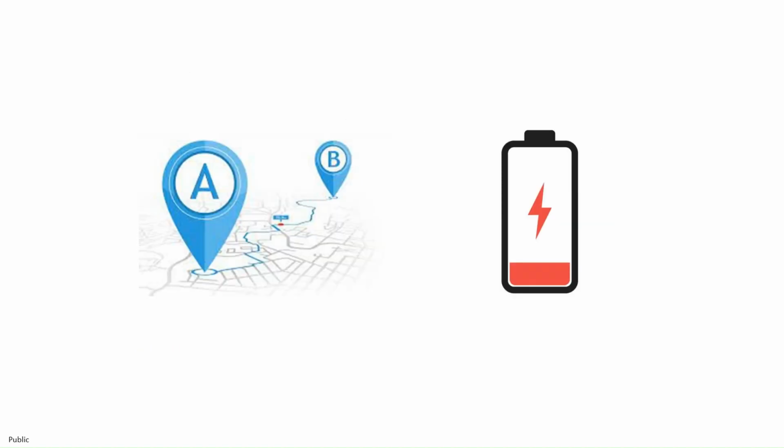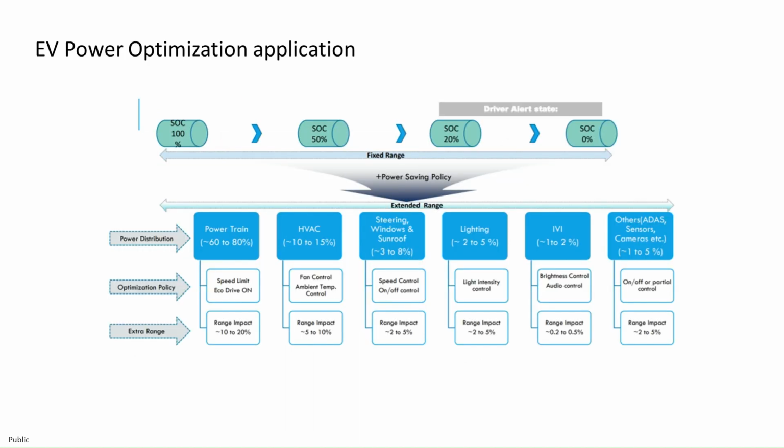Here they have explained a use case where a vehicle goes from point A to point B and the vehicle is having low charge. The third party application, whichever has been developed, has an optimization algorithm, a power optimization algorithm. The person has to go from point A to point B. He is having 30% charge.